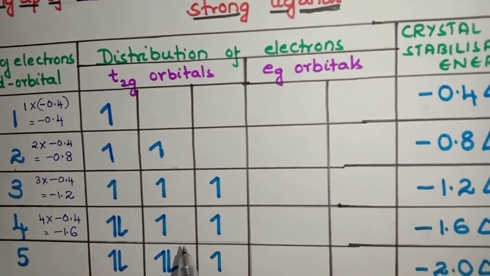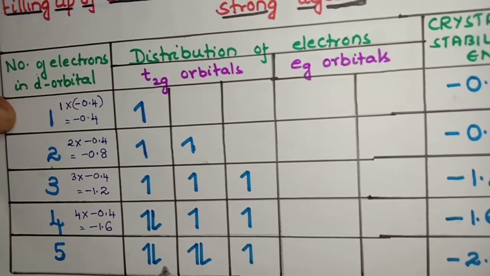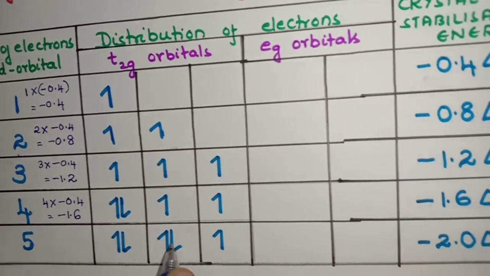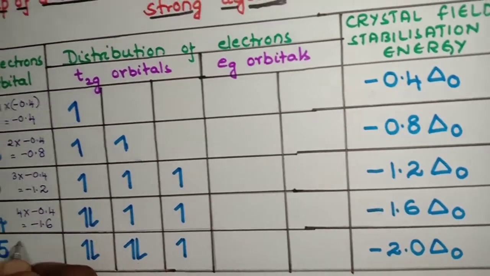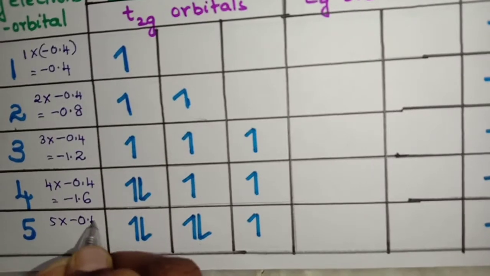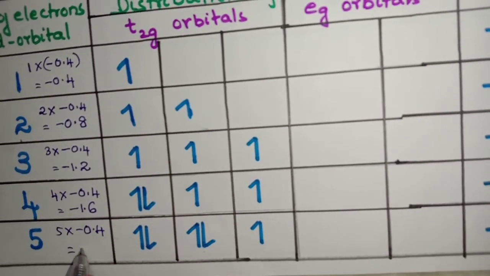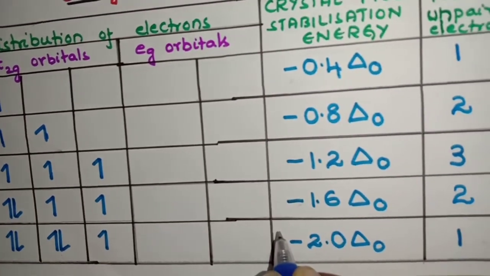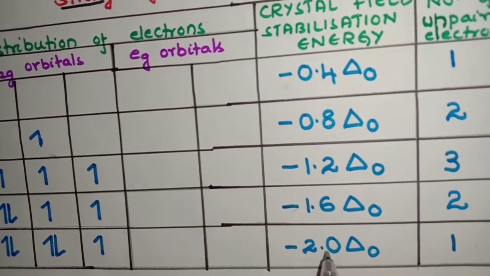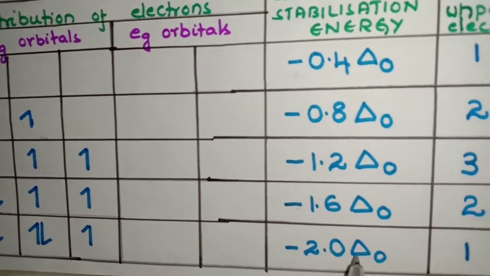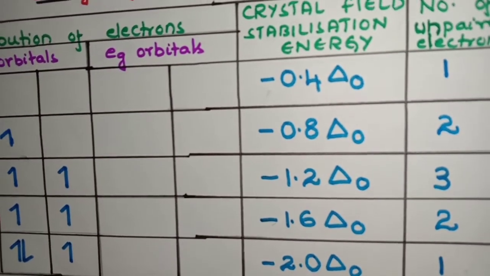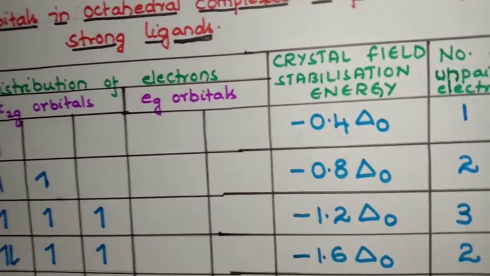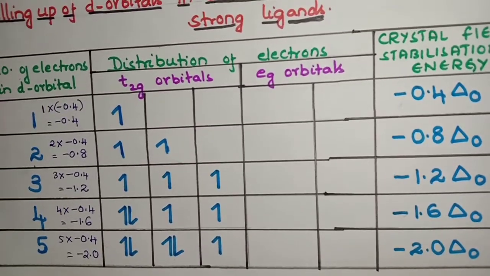Number of electrons in d orbitals is 5. So 1, 2, 3, 4 and 5. Okay. So now 5 into minus 0.4. How much? Minus 2.0. So crystal field stabilization energy will be minus 2.0 delta O units and number of unpaired electrons only 1. Okay, students, clear?